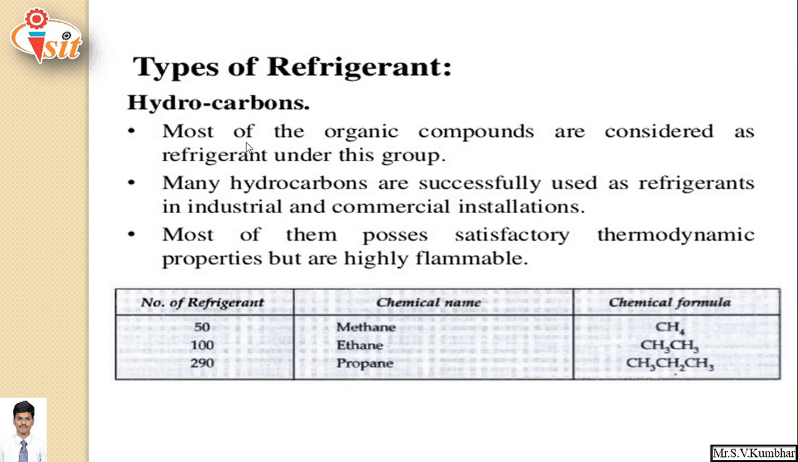Hydrocarbons. Most organic compounds are considered refrigerants under this group, so it contains hydrogen and carbon. Many hydrocarbons are successfully used as refrigerants in industrial and commercial installations. Most of them possess satisfactory thermodynamic properties, but because they are highly inflammable in nature, generally they are not preferred. Still, a few are used in refrigeration and air conditioning, that is R50 methane, R100 ethane, R290 propane.